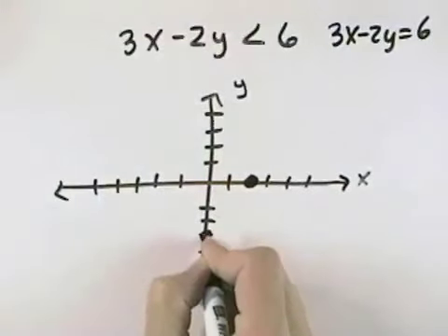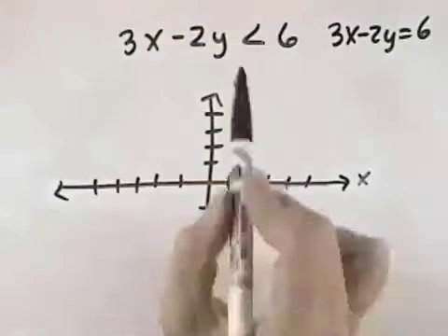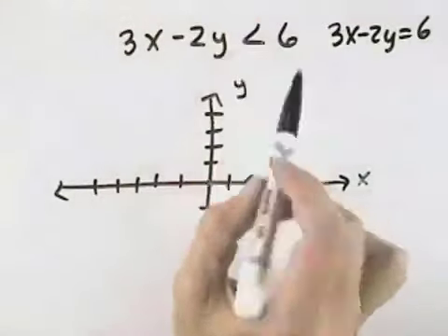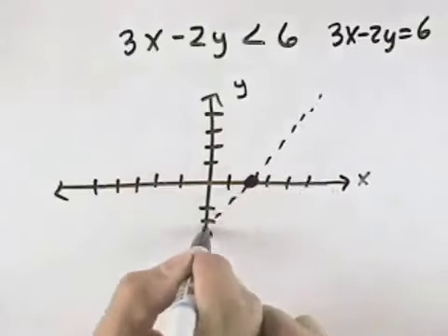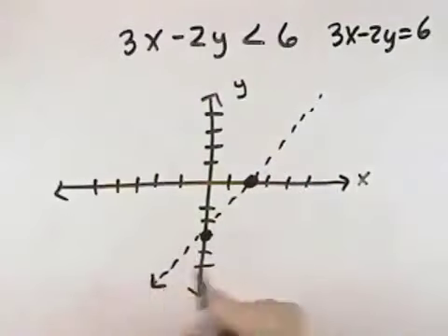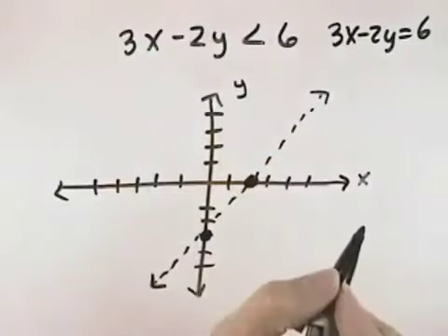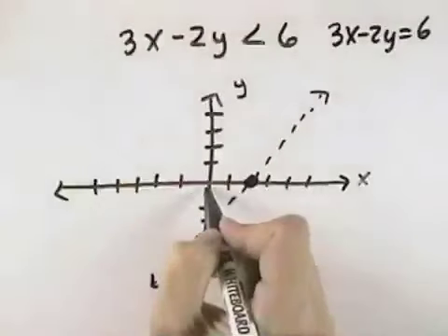So that's my y-intercept. Now for this problem, since it's a less than, but not less than or equal to, that means I'm going to extend this with a dotted line rather than a solid line. Now I need to pick a test point to determine which side to shade. I'm going to choose the origin.